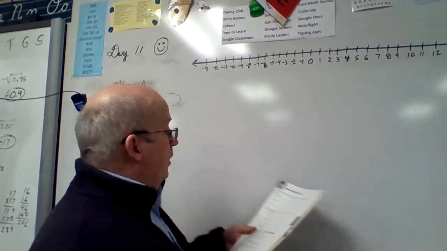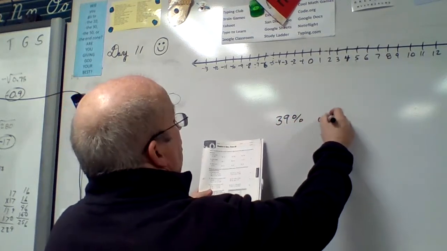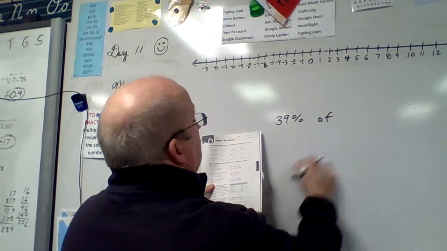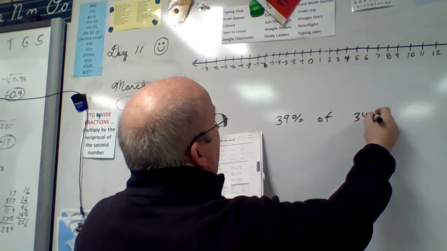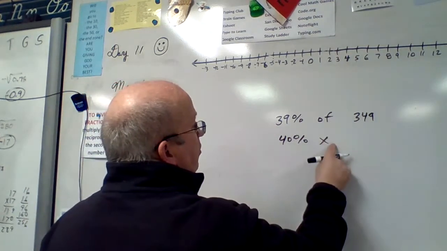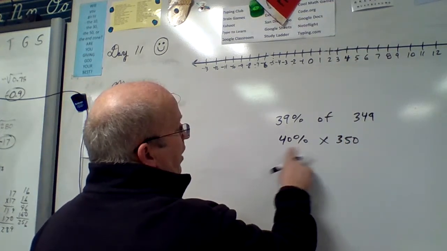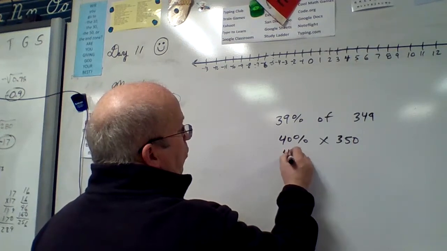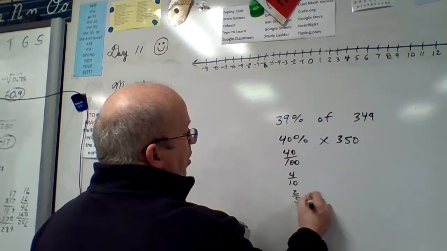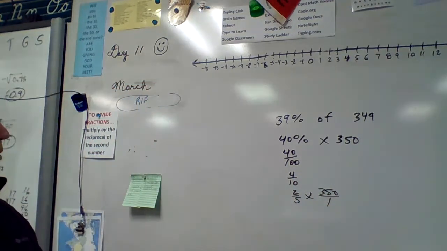Let's start with number 1. What if I had a problem like 39% of, say, how about 349? Well, first I'd change this to 40%, and then I'd change that to multiplication. I'd change this to 350, and I'd say to myself, hey, what fraction is this? This is really 40 hundredths, which is 4 tenths, which is 2 fifths. And is there any way that I can do this problem? 2 fifths times 350 over 1, sure.